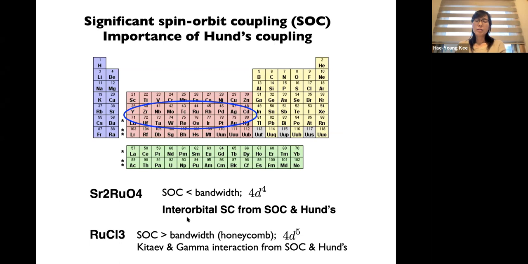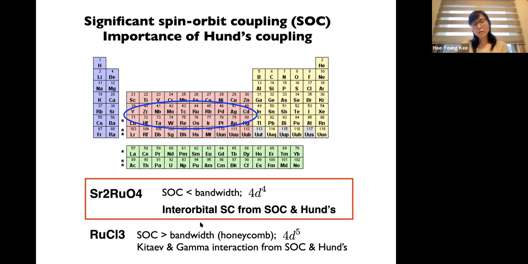In this case, I'm going to talk about superconductivity, and that's where the spin-orbit coupling and Hund's coupling are going to play an important role. On the other hand, for ruthenium trichloride, the spin-orbit coupling is actually even bigger than the bandwidth, with the honeycomb lattice. It comes with t2g5, and this is a Mott insulator. And where again, spin-orbit coupling and Hund's coupling play a very important role to generate these microscopic interactions called the K-type and gamma interactions. So today I'll talk about this strontium 214 as well as its sister compound, which is the 327.